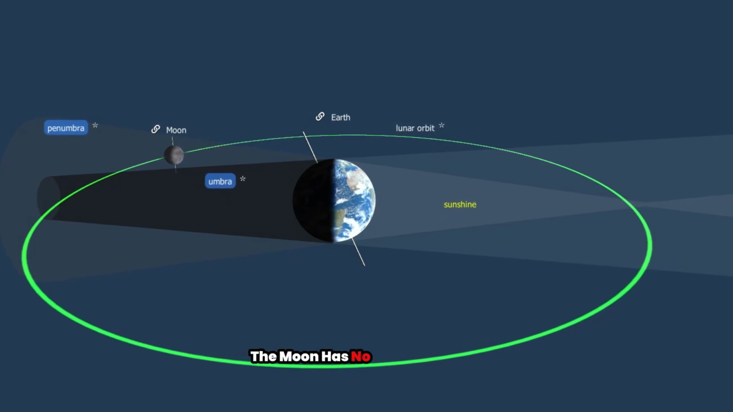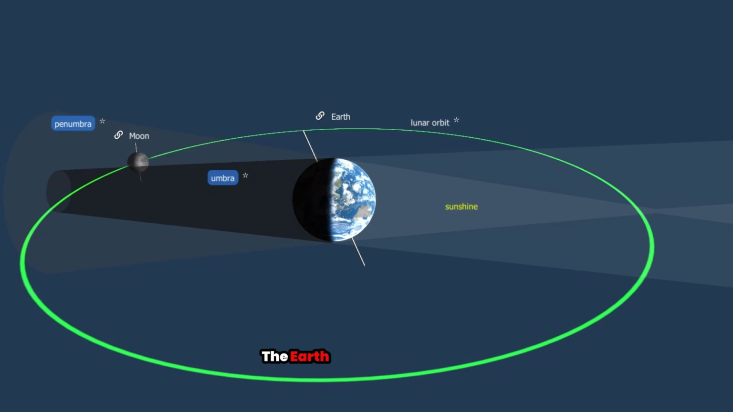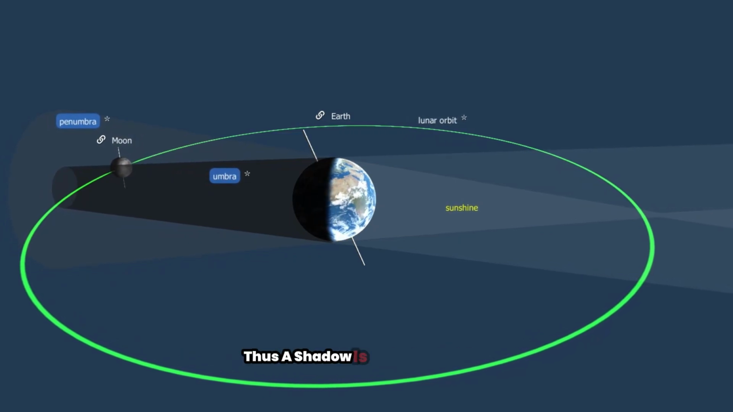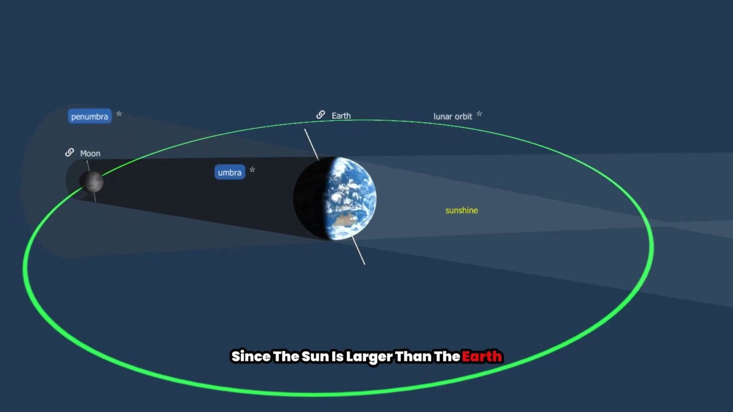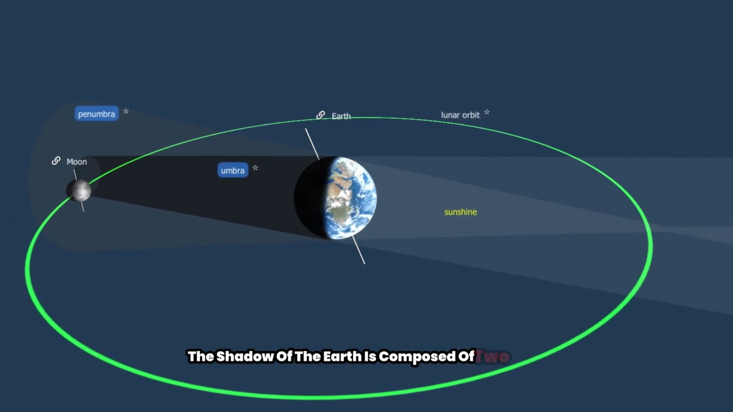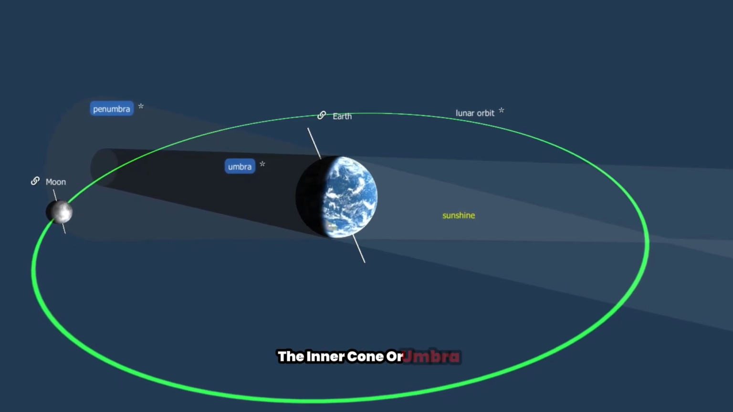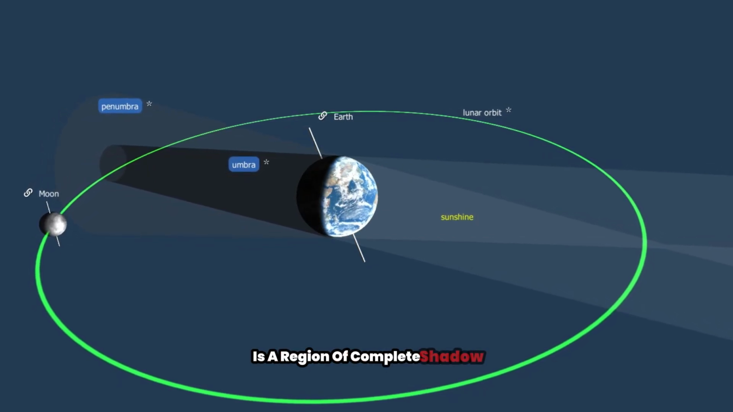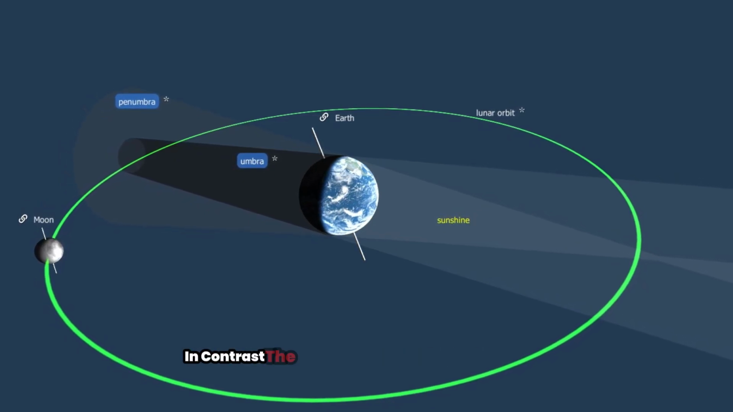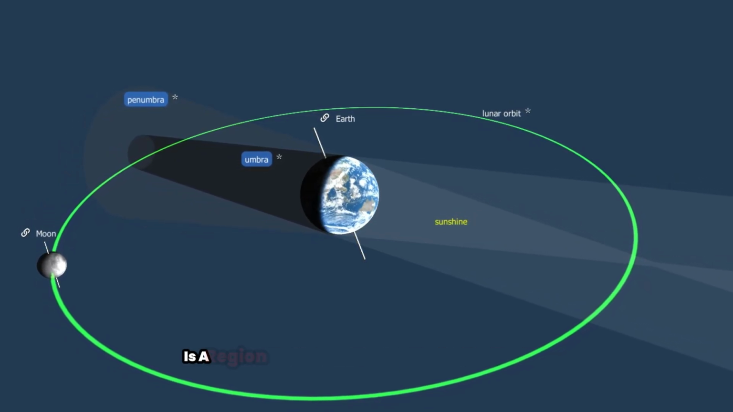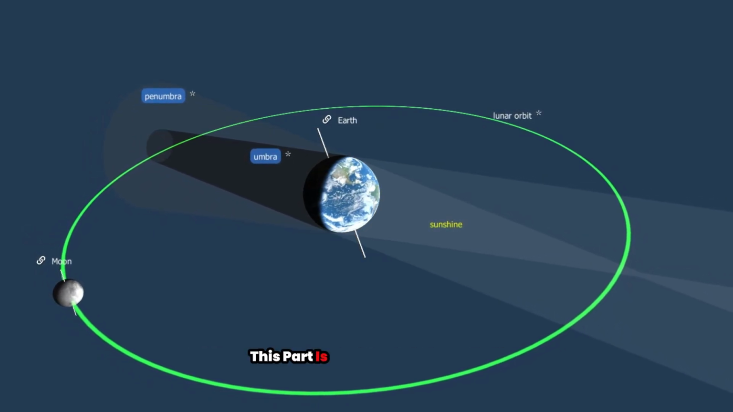The moon has no light of its own, but it reflects the light of the sun. The Earth blocks the sunlight, thus a shadow is formed behind it. Since the sun is larger than the Earth, the shadow of the Earth is composed of two cone-shaped components. The inner cone, or umbra, is a region of complete shadow which receives no direct sunlight. In contrast, the external part of the Earth's shadow is a region where sunlight is only partially blocked. This part is called the penumbra.